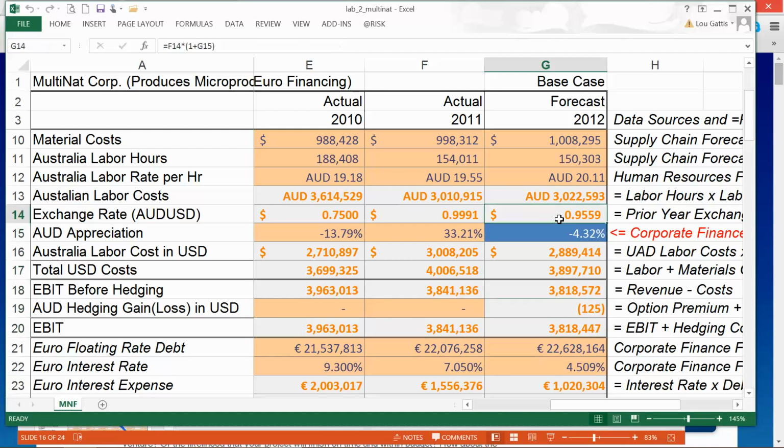So I can just show you this, for example. Like if I were to just type in, say, 5% as a forecasted appreciation of the Aussie.